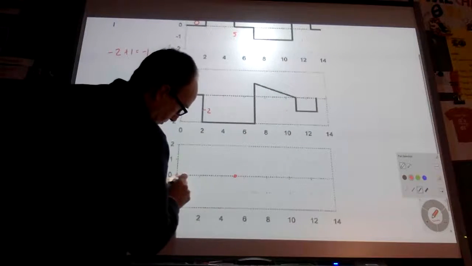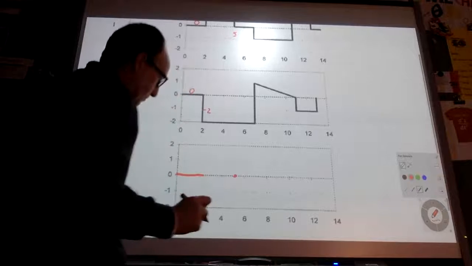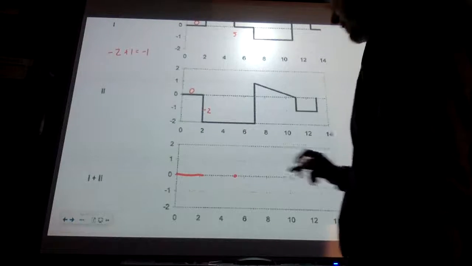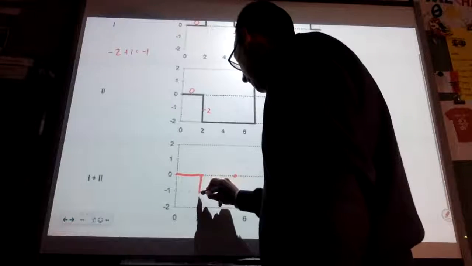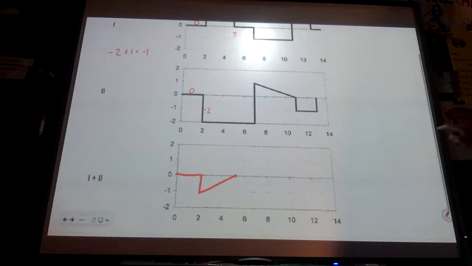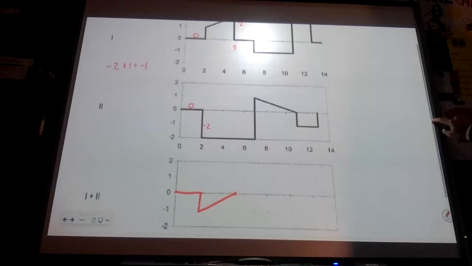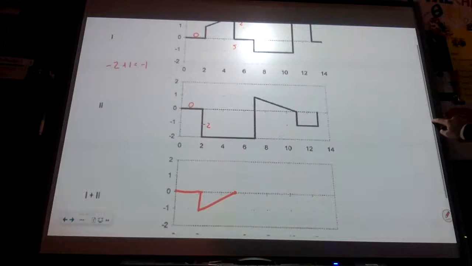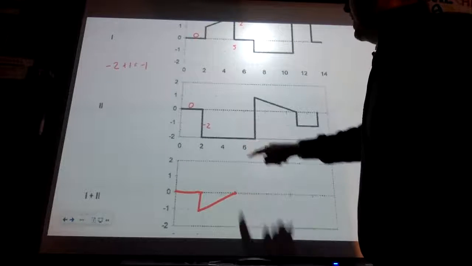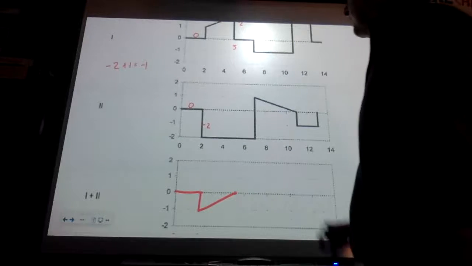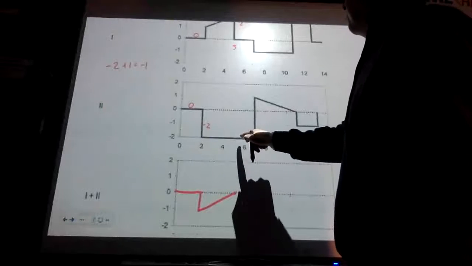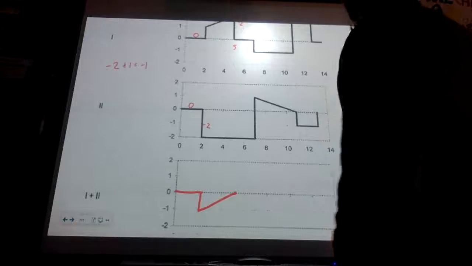So from 0 to 2, it was at 2. Then I went down to -1, and now this went back up to 0. Okay, then this is going to be at 0 at 5 when this one's at -2. So I'm going back down to -2 up to 7.